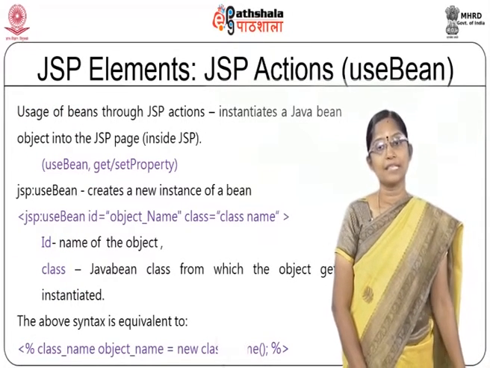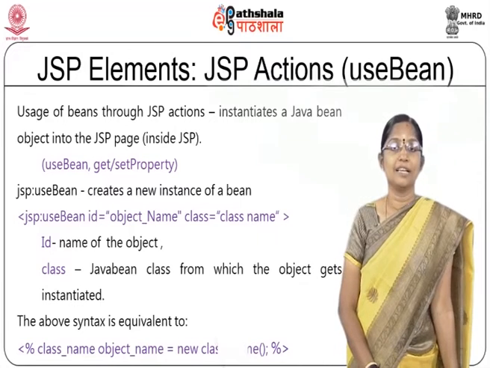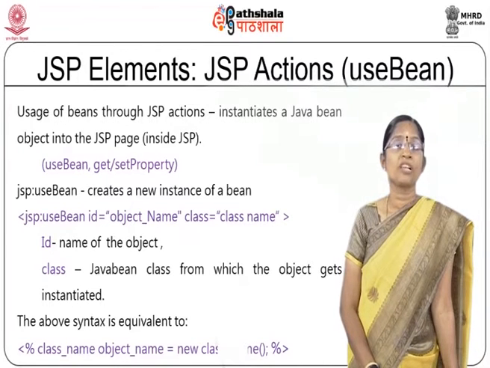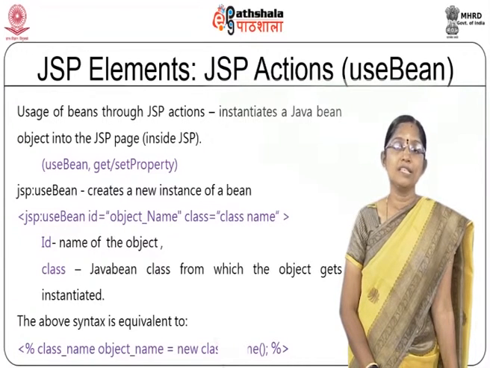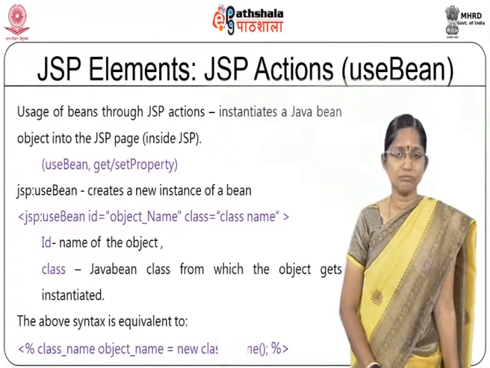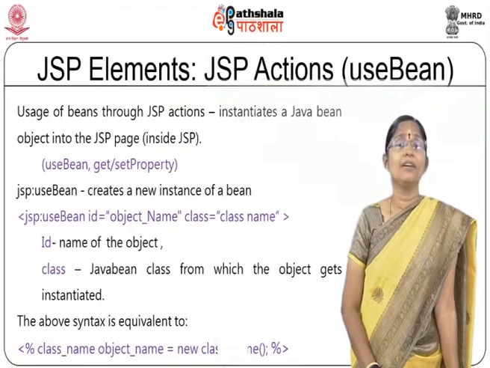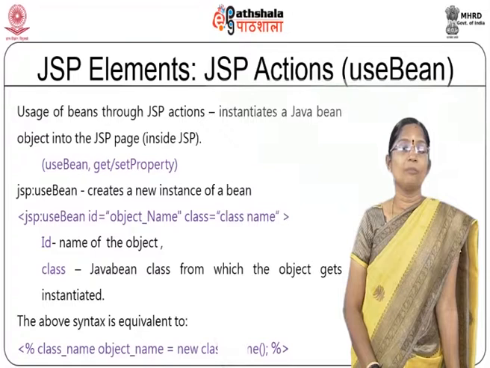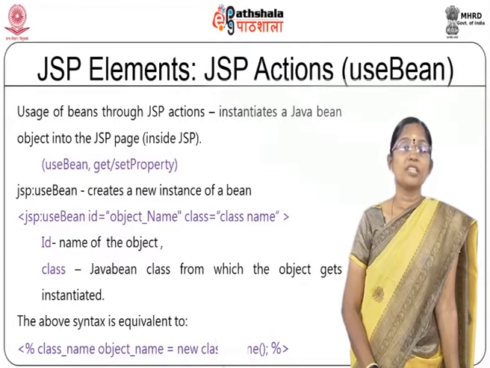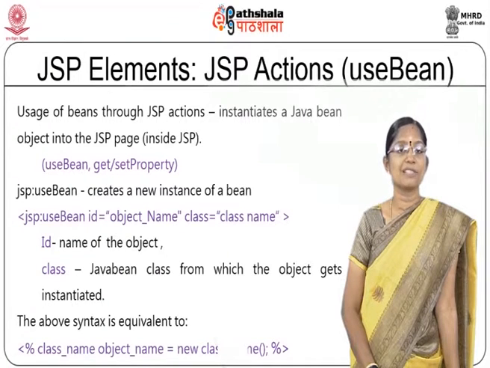Now let us look at the next tag, which is the useBean action tag. The useBean action tag is only meant for the usage of beans through JSP actions. Always this tag will try to instantiate a Java bean. Instantiating the Java bean means it is going to create an object for the Java bean class. Okay, it is going to create an object as well as embed the object into the JSP page.